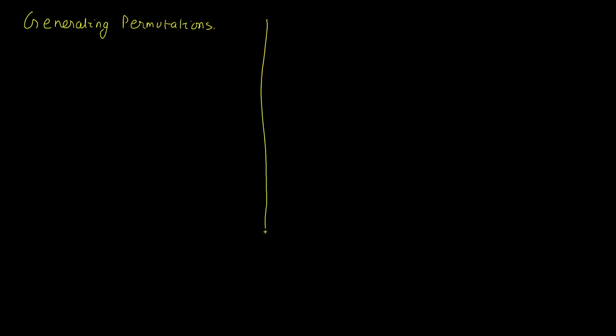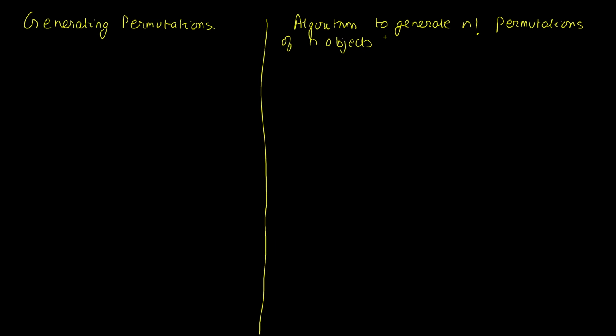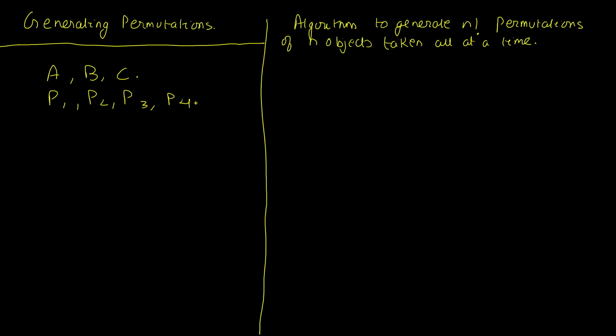Alright, so our goal in this topic is to give an algorithm to generate the n factorial different permutations of n objects taken all at a time. First we'll look at the concept here. Let's say I want to list all the permutations of these letters, let's say A, B and C. Or we could be considering permutations of 4 people, or the permutations of all the cities that someone could visit.